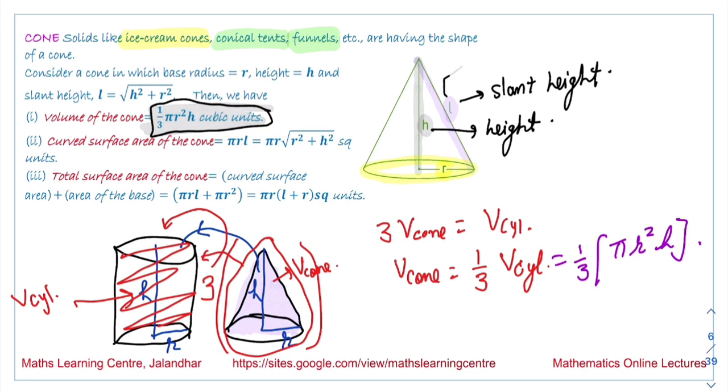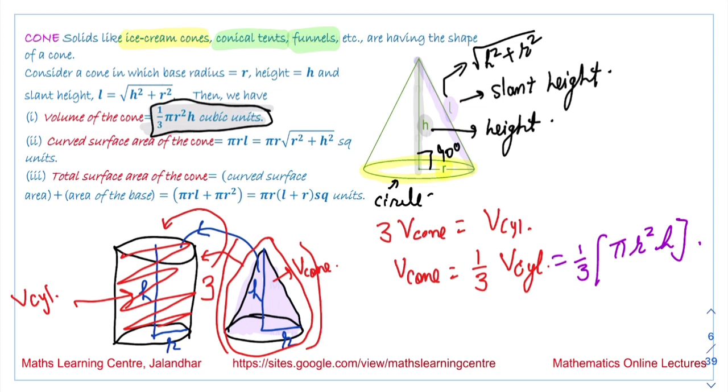Next, what is slant height? This is the right angle. We are talking about the right circular cone. Circular means this is the circle, and this is the right angle. So this kind of cone is called a right circular cone. And the value of L we will get is equal to the square root of h square plus r square.